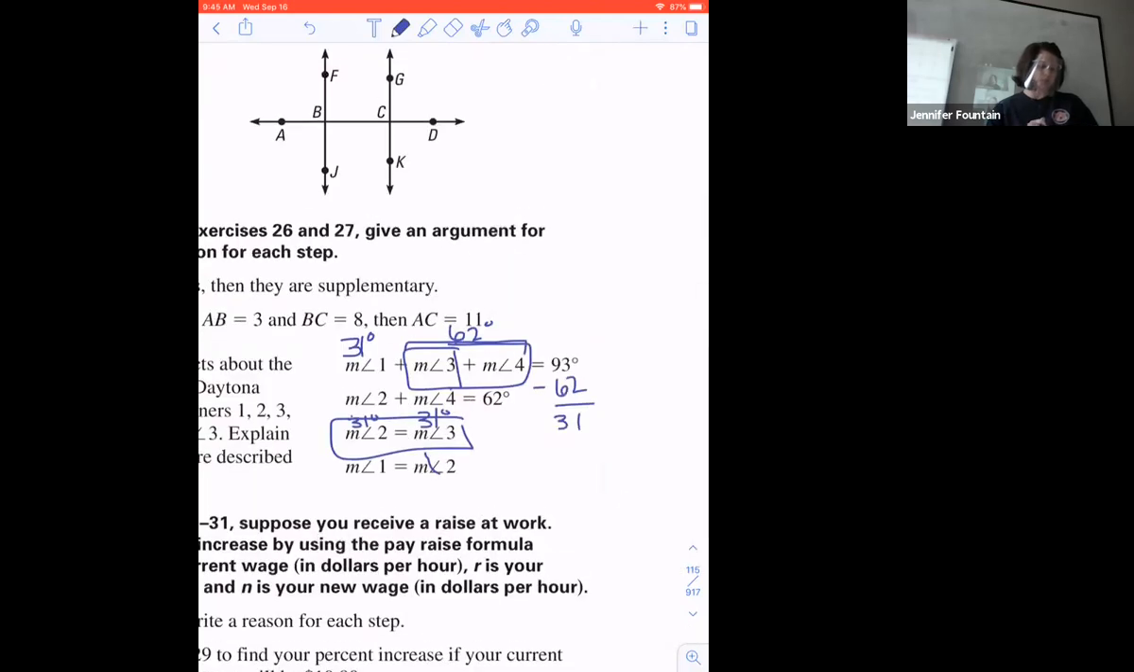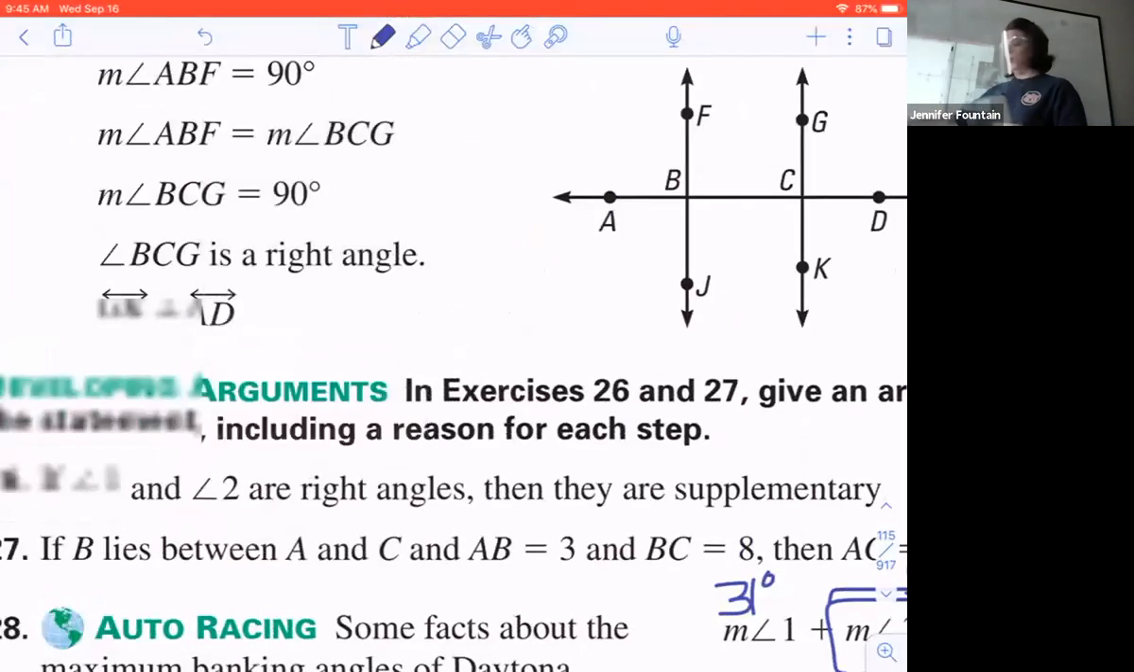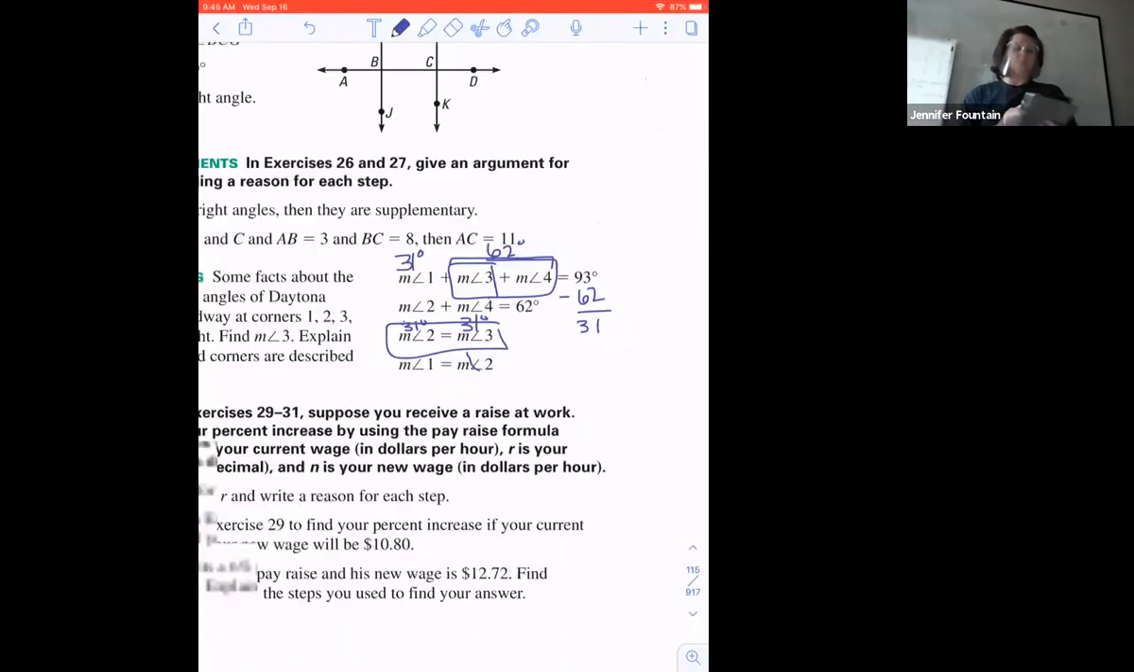Okay. So any questions about that? Basically we can use substitution to figure it out. The only time that that would not work is if for some reason these angles were not all equal to each other.